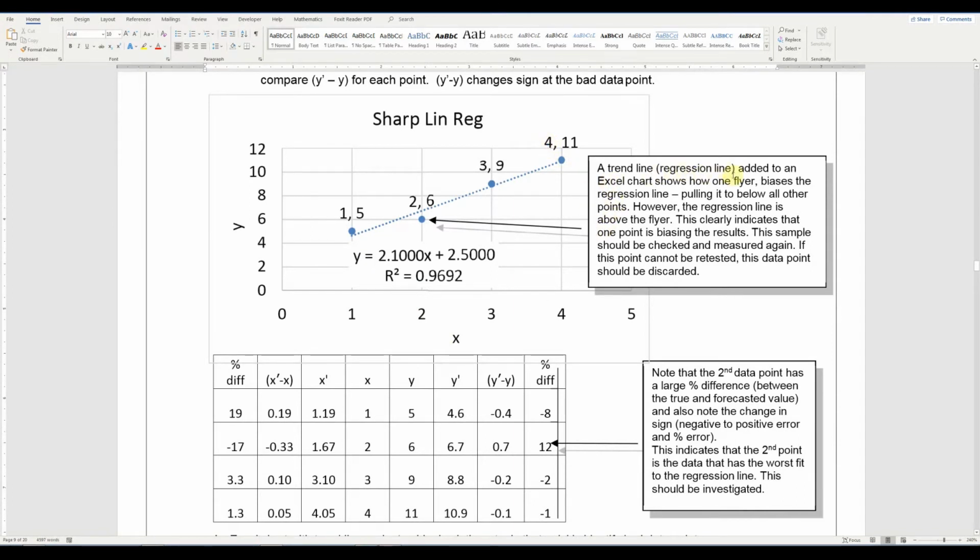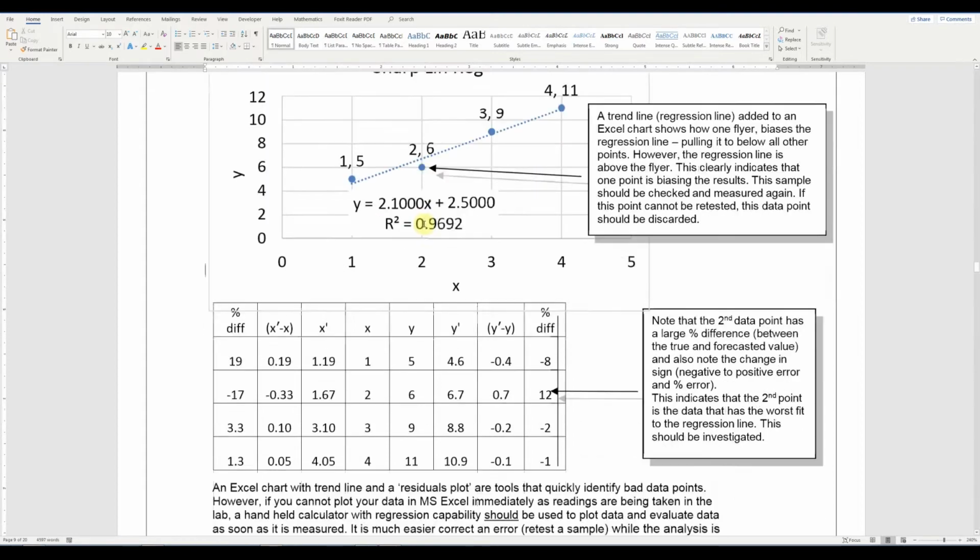So the trend line or regression line added to the chart shows one flyer or outlier that biases the regression line. It pulls it down or below all the other points because remember the y value was too low. And this clearly indicates that one point is biasing the results. So when you see this, this sample should be checked, measured again, redo the calculation, make up another dilution, do it right away if you can. If you can't retest the sample, this data point likely should be discarded.